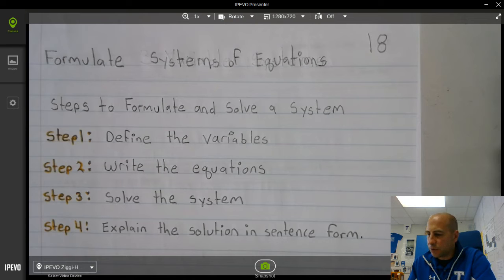The step is to formulate and solve a system. Step 1, define the variables. Step 2, write the equations. Step 3, solve the system. And step 4, explain the solution in sentence form. So if you would, pause the video and update your notes. All right, now your notes are updated.